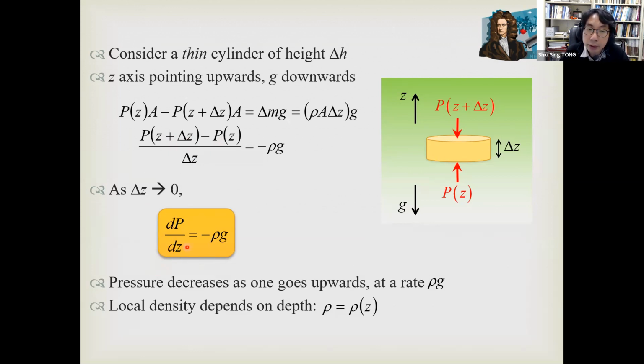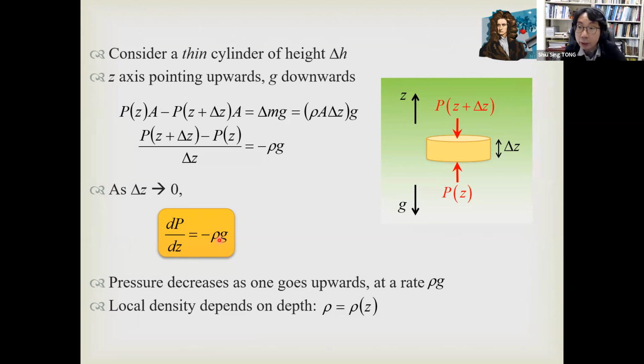Now, what does that mean? That means the pressure is decreasing with height. z is going up, so when I go up, the change in pressure is negative. The rate of change of pressure is negative. That means when I go up, the pressure is decreasing. That is what you observe. When you go to a high altitude, the pressure decreases.